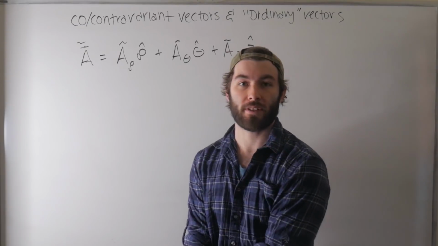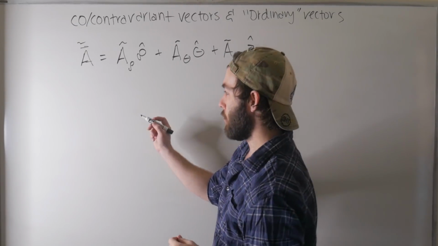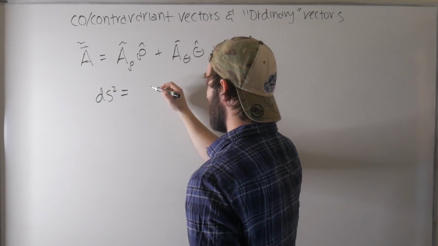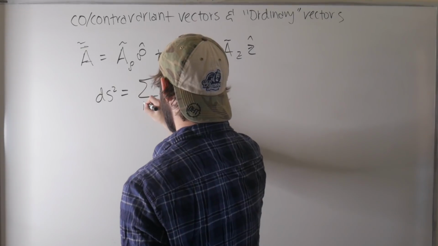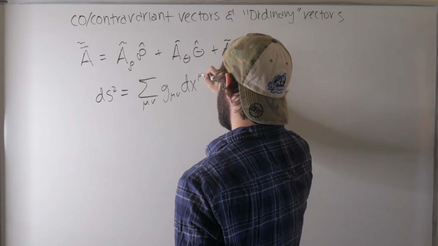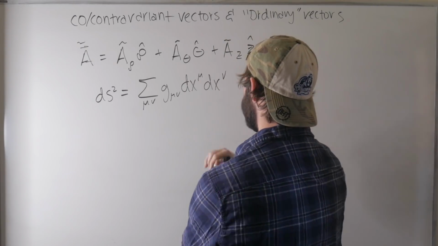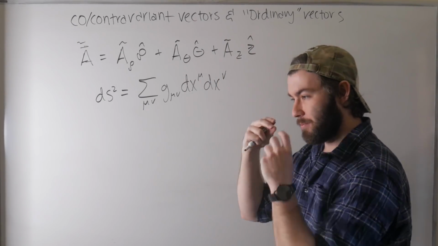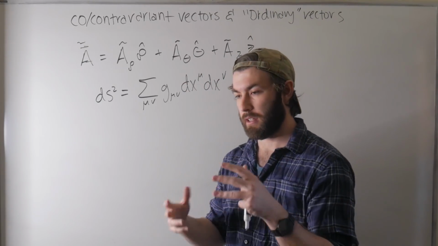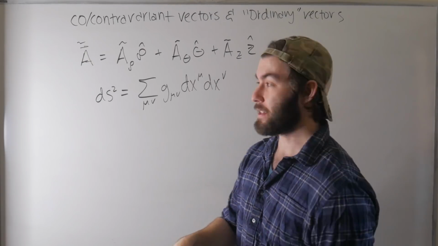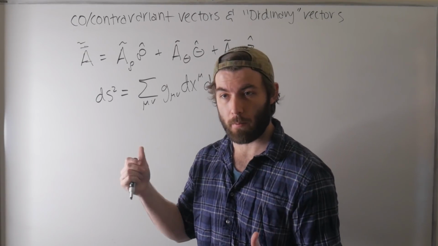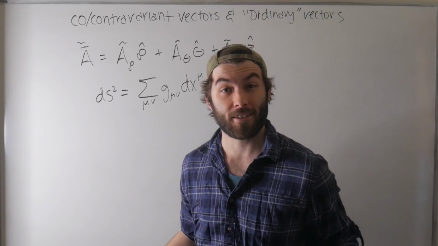The next thing that I want to do is take a look at a line element, so our ds squared. So we know that ds squared is equal to, now I'm going to explicitly write the summation over mu and nu, g mu nu dx mu dx nu. Going back to that mouthful that I said at the beginning, what do we know about our metric tensor in these kind of orthogonal Euclidean spaces? Well, we know that the metric should be diagonal, and we know that the elements of the metric should either be 0 or some positive value.